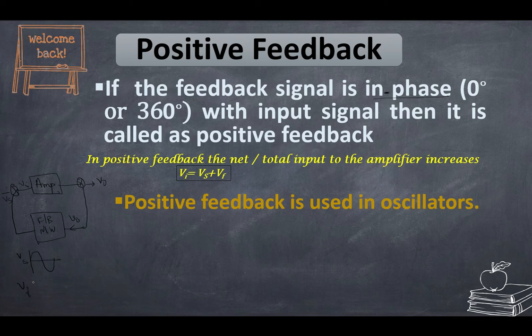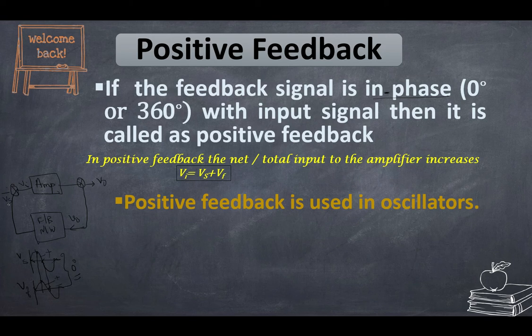Similarly, if Vf is also in the same way, see, maximum is attained at the same interval of time, minimum is attained at the same interval of time. This is also positive half cycle, this is also positive half cycle. Then these two signals are said to be in phase or 0 degree phase shift. They may have different amplitudes, but the frequency remains constant. Their starting and ending points remain the same, at a time interval. Such type of signals are called as feedback signals, positive feedback signals.